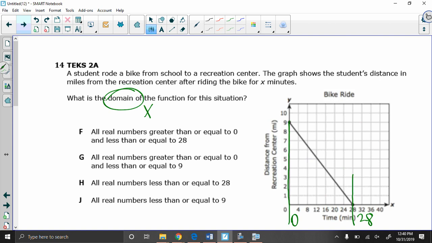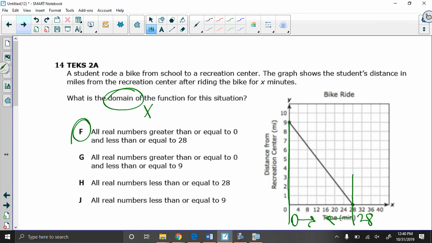If we look at letter choice F, it says all real numbers greater than or equal to 0. So I want all the numbers greater than or equal to 0, and then all of the numbers that are less than or equal to 28. So I want all the numbers in between those two values. So F would be the correct answer.